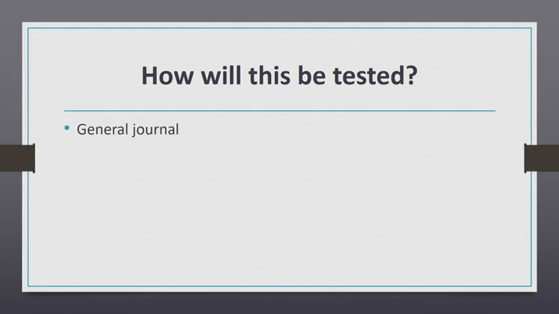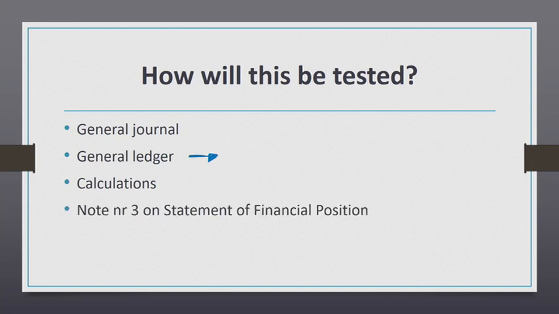How will this be tested? They can ask you to do a general journal or the general ledger. This is sort of the more popular one to test, because if you do the general journal, you can obviously do the general ledger. If you can do this one, you can do the general journal. Calculations only, and then note number 3 on the statement of financial position.